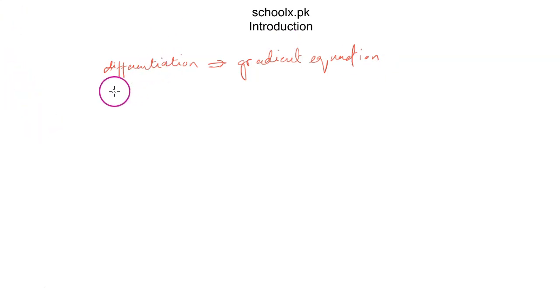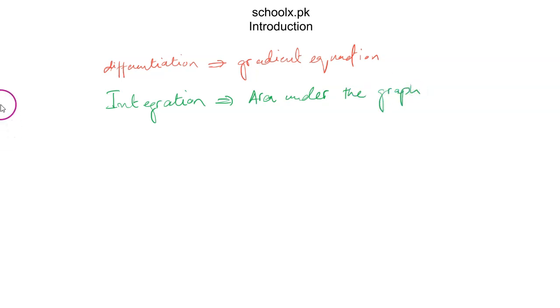integration gives you the area under the graph. Right? So this is the difference between those two, area under the graph. So let's take an example. Let's say I have a VT graph, alright, velocity time graph.